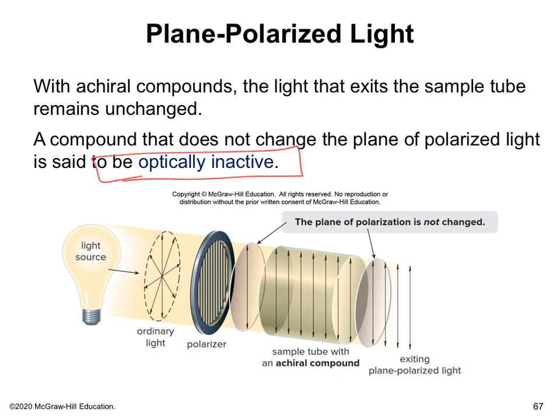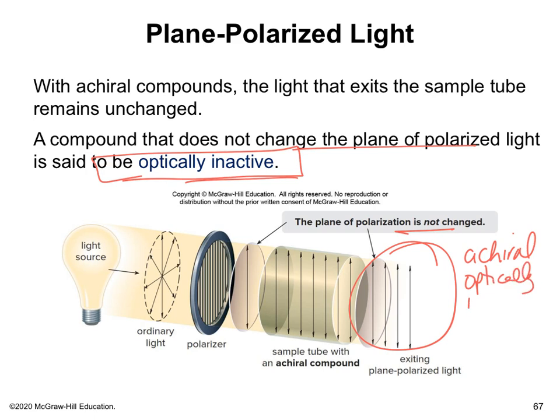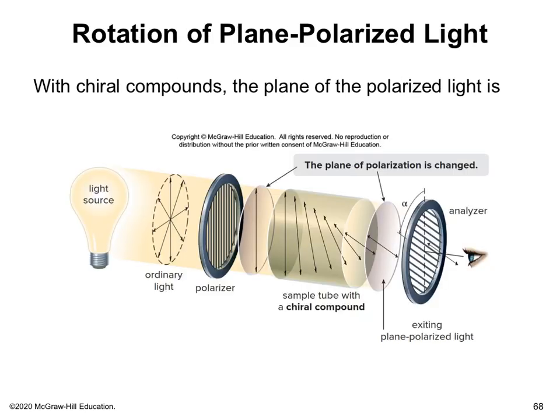A compound is optically inactive if it does not change the polarization of light. Okay, and so an achiral molecule is optically inactive. Another optically inactive case is a racemic mixture, which you do need to know. A racemic mixture is a 50-50 R and S enantiomer ratio. And so if you do have a compound in there that rotates plane polarized light, the analyzer will see that the direction of light has changed.